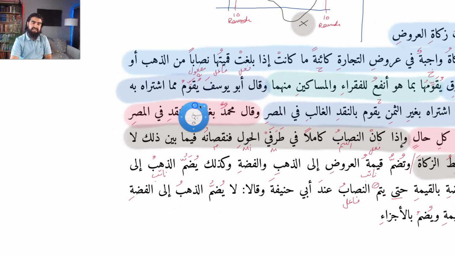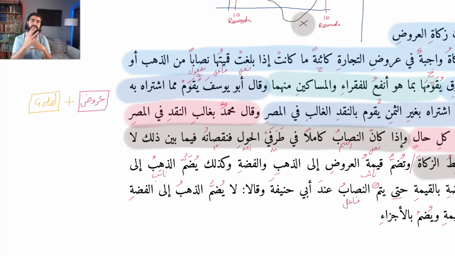Last masala now. This is the masala of working out what to do if you have multiple assets. How do you work out the zakat if you have multiple assets? Let's say you have urud, some mobile phones or cars or whatever, and you've got gold. How do you sum it all together if you are eligible? Because maybe you don't have enough gold to reach the nisab and you don't have enough urud.